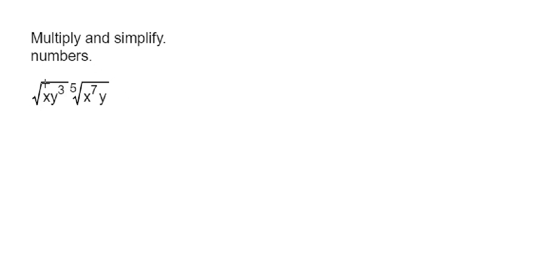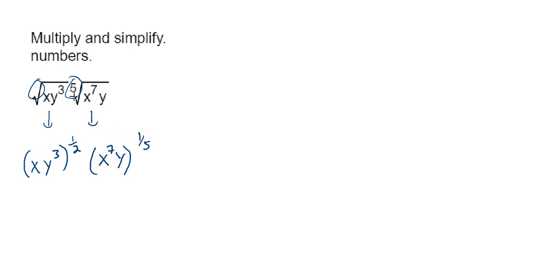So we're in the same dilemma here. We can't multiply these radicals together because they're not the same root. This is a square root, and that's a 5th root. So we're going to do the same exact strategy: rewrite this as an exponent. We're going to have xy to the 3rd power raised to the 1/2 power, right? A square root is a 1/2 power. Here we'll have x to the 7th power y raised to the 1/5 power, because a fifth root is a 1/5 power.